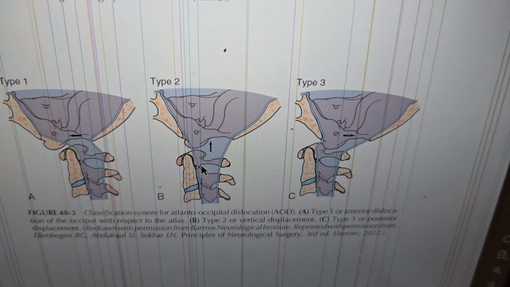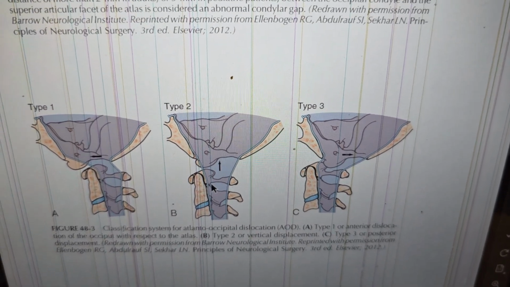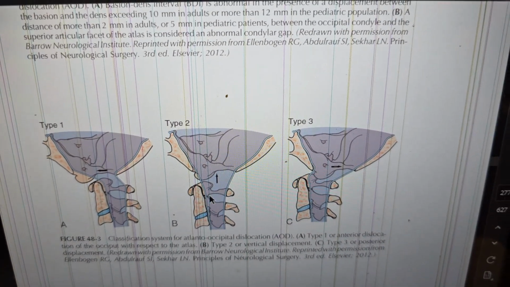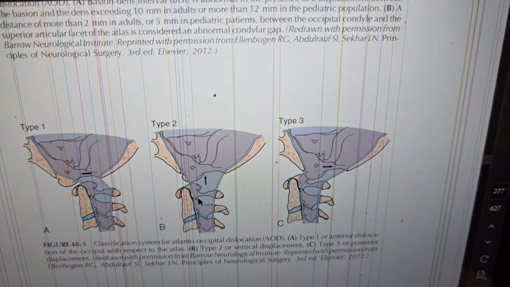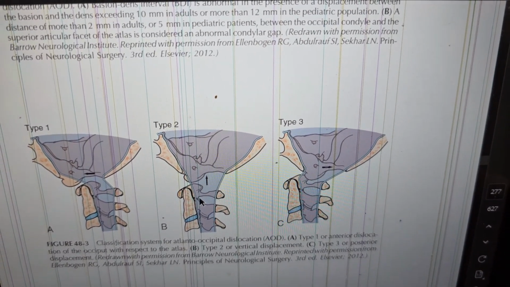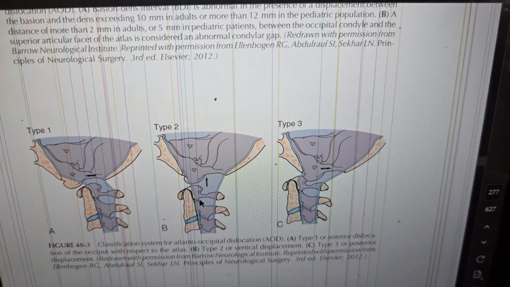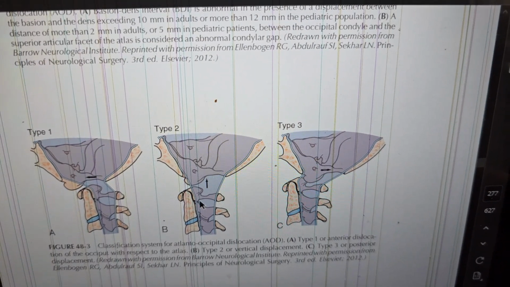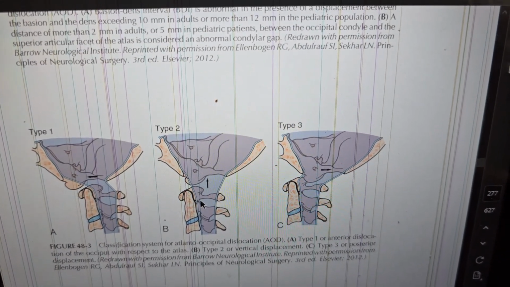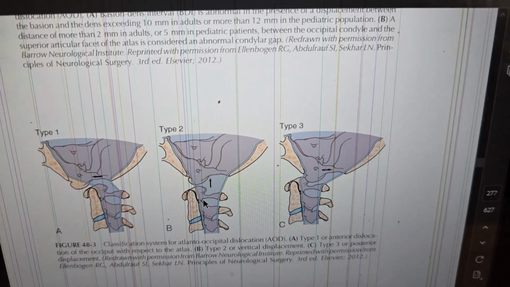And I want to show you here a little classification of the atlanto-occipital dislocation. You can appreciate here the three types: type 1, type 2, and type 3. The classification system of the atlanto-occipital dislocation is type 1, or anterior dislocation of the occiput with respect to the atlas, type 2, or vertical displacement, and type 3, or posterior displacement. So this is enough.